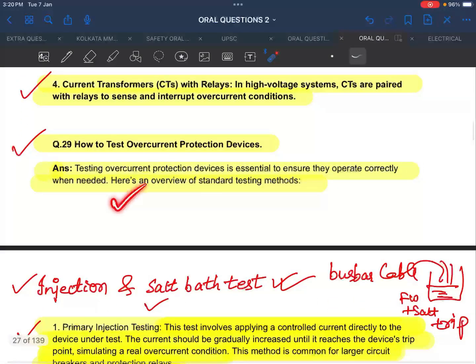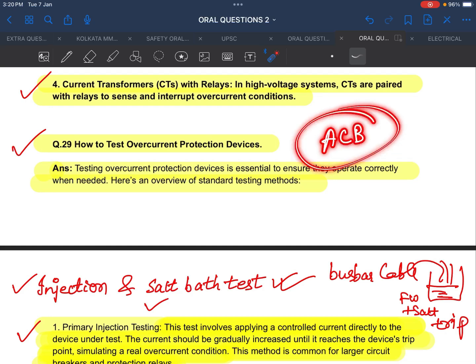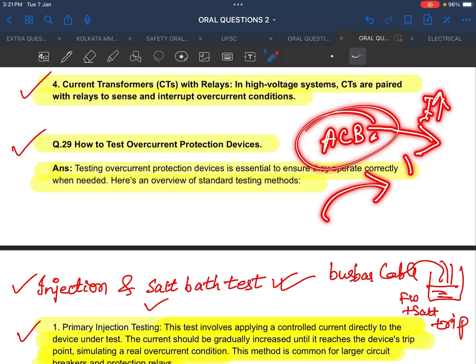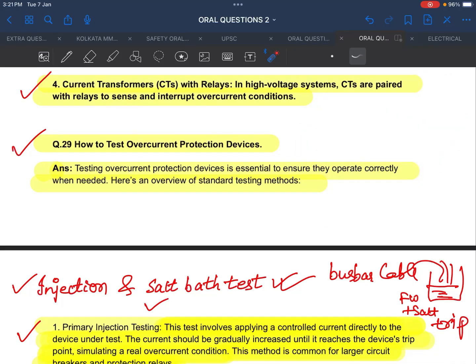Now next question, how to test the overcurrent protection device. So how are we testing the overcurrent protection devices? There are basically two methods. Like a circuit breaker, an ACB, you want to test its capability, whether it is working or not, because if the current exceeds and it does not trip, it will be very dangerous, because the current will exceed and damage all the equipment and the motors connected to this power source. So we must take care of these circuit breakers also. We have to test whether it is really working or not.